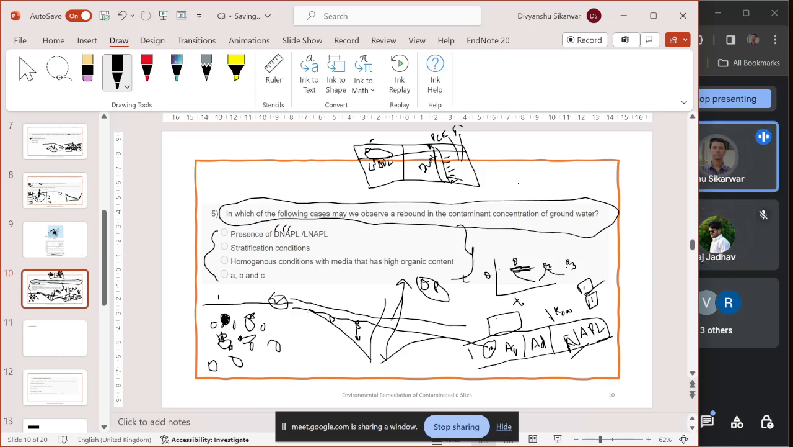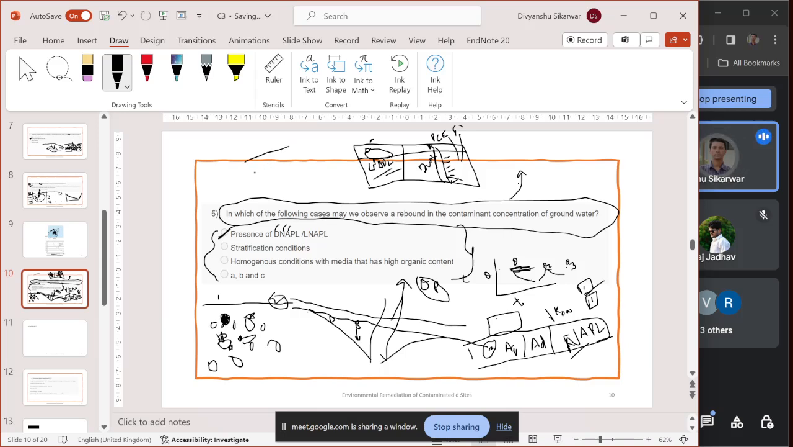Again, water will replace the removed water, and some of this PC will again get dissolved in the water, and there will be a rebound in the concentration of PC. The same thing will go for LNAPL, right? So from this, we can note that the presence of DNAPL or LNAPL will support the rebounding of contaminant concentration in groundwater. This option is correct. So our second option is stratification condition.